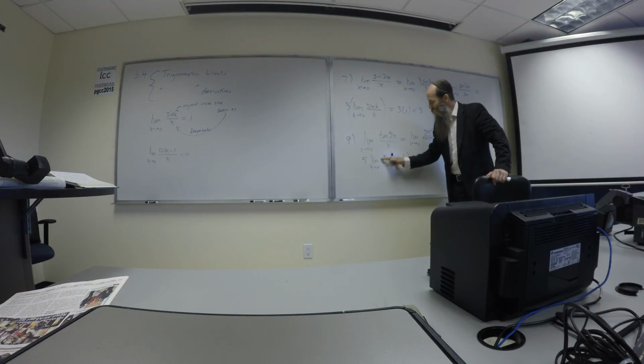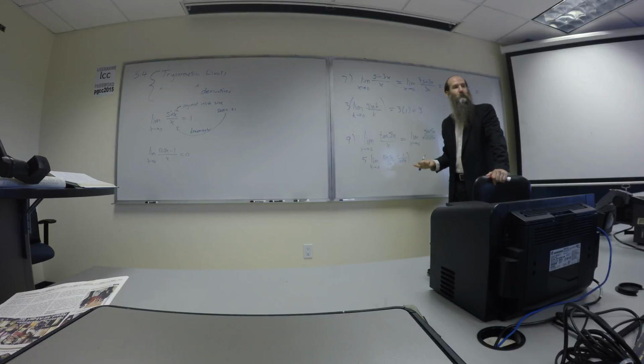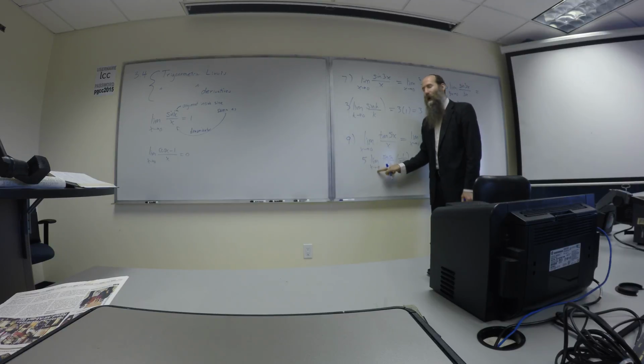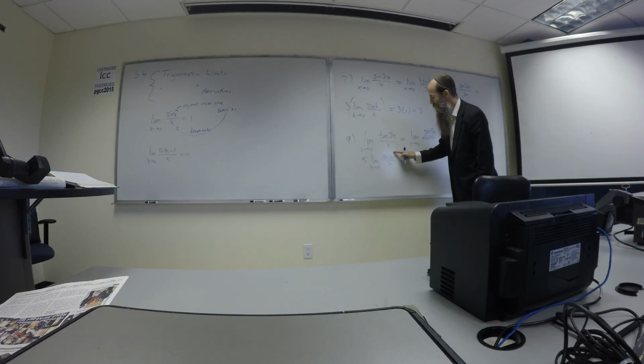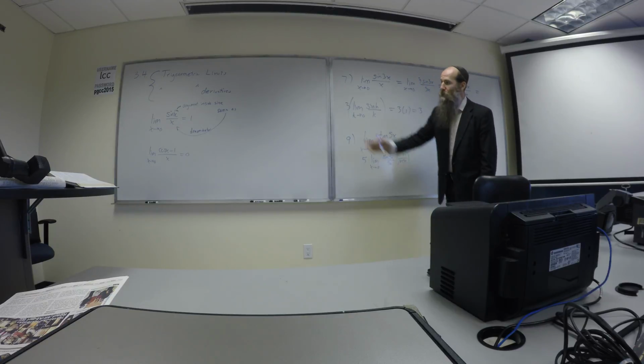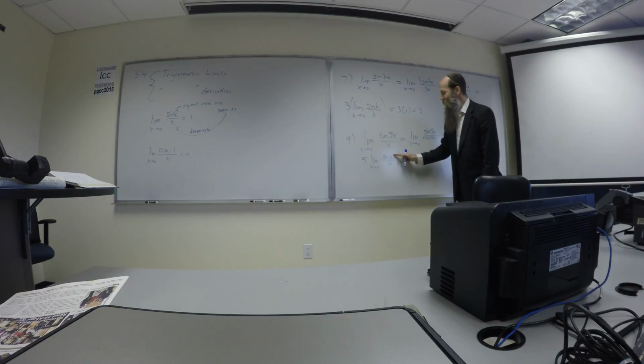Now, what is this piece? What's sine 5x on 5x heading towards? 1. Where is x heading? Towards 0. As the x heads towards 0, what does sine 5x on 5x head towards? According to that rule up there, since the argument in the sine and the denominator are the same, it's heading towards 1. Okay? You guys with me on that?